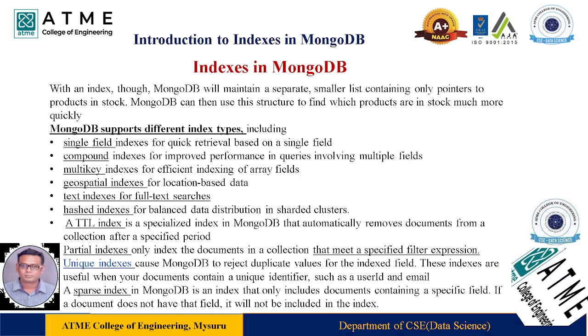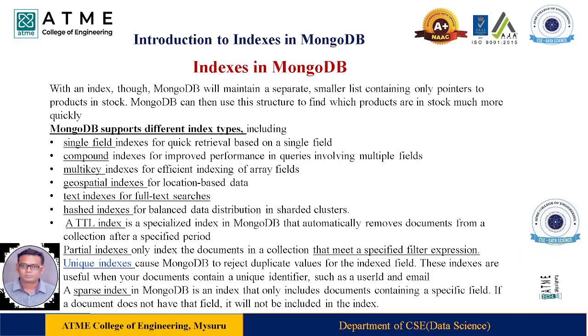Unique indexes cause MongoDB to reject duplicate values for the indexed field. It will not accept duplicate values. Unique indexes are useful when your documents contain unique identifiers such as user ID and email. Both user ID and email have to be unique, so unique indexes can be created on these two fields, user ID and email.